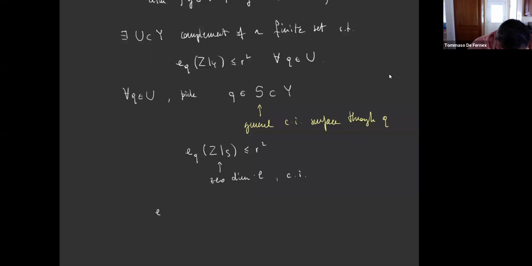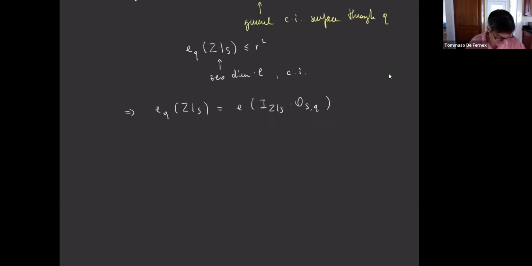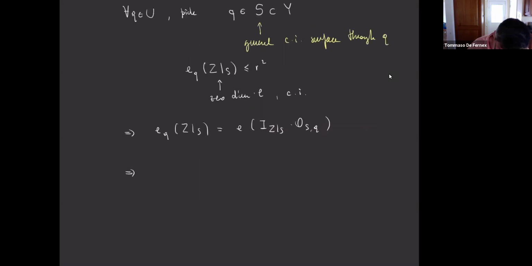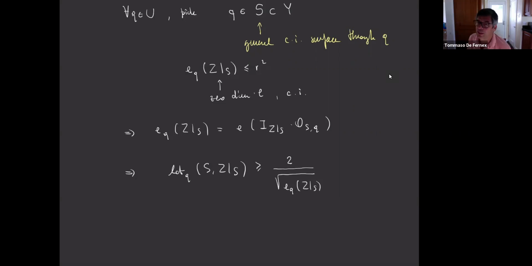So this implies that the multiplicity of this scheme is the same thing as the multiplicity of the ideal of this scheme in the local ring of S at Q. But we have a bound for that multiplicity. So this implies the local log canonical threshold of S, 0 to S, is greater or equal than 2 over the square root of this multiplicity. This is from the formula we proved last time, where I take square roots everywhere. But now, because of our bound on multiplicity, this is greater than 2 over R, which is strictly greater than 2C.